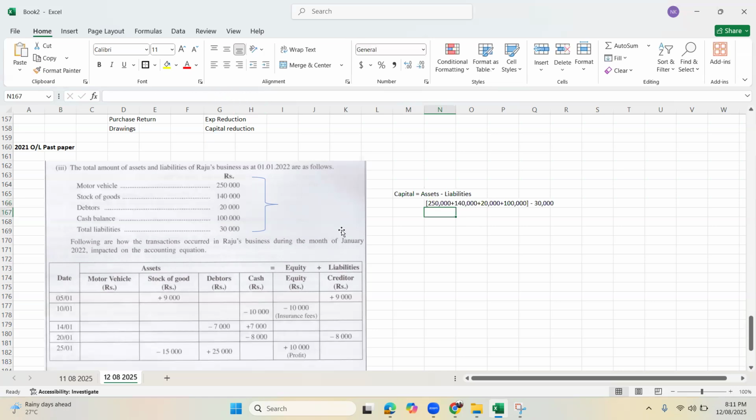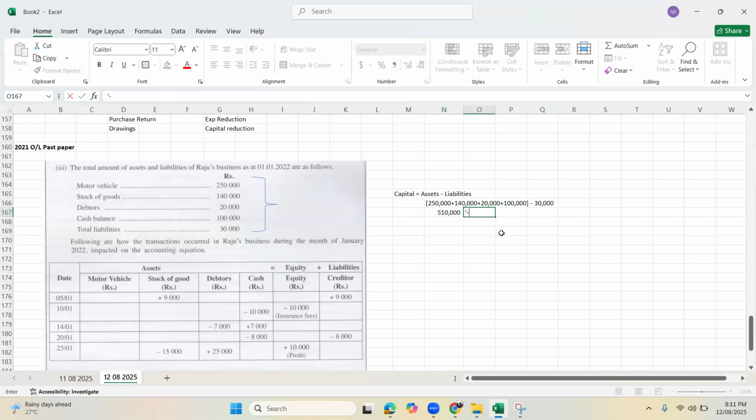Then we'll take the total: 250,000 plus 140,000 plus 20,000 plus 100,000 is 510. Asset value is 510 minus 30,000, the liability value. So 510 minus 30,000, how much is the capital?